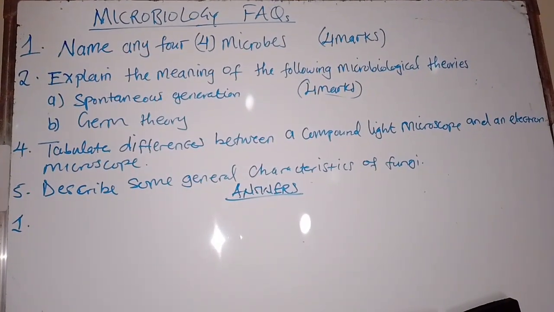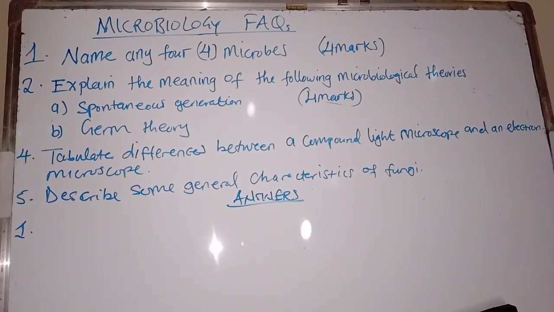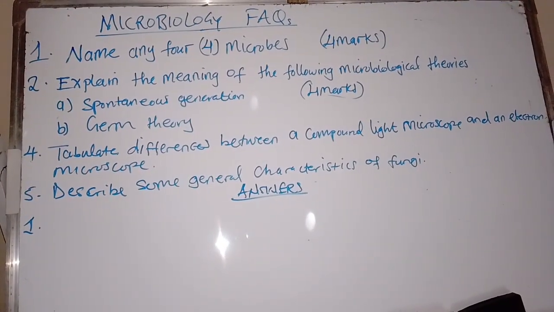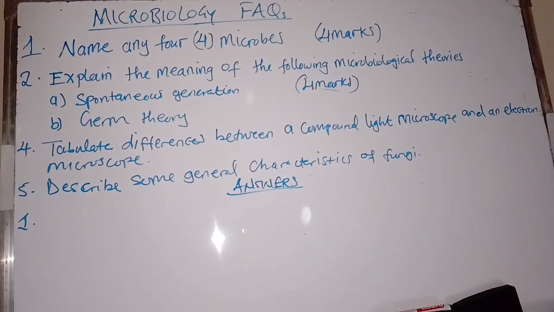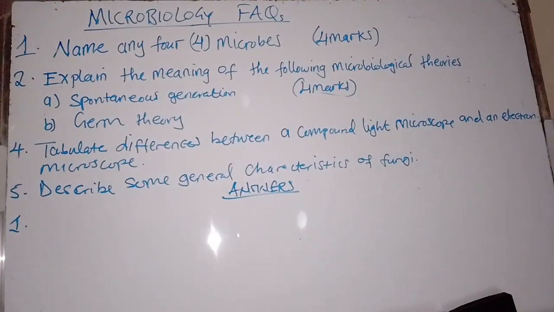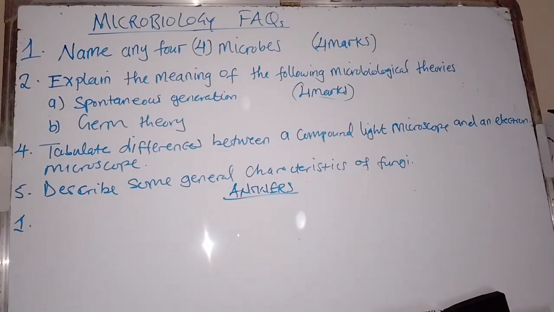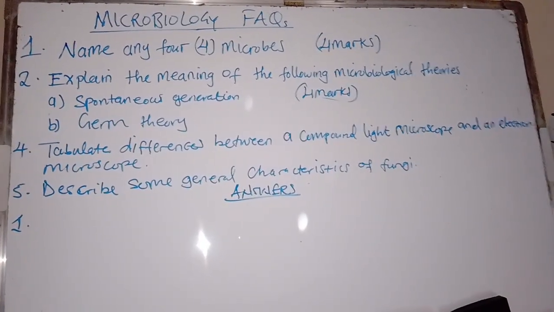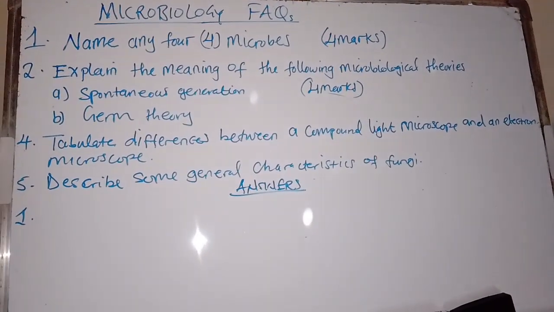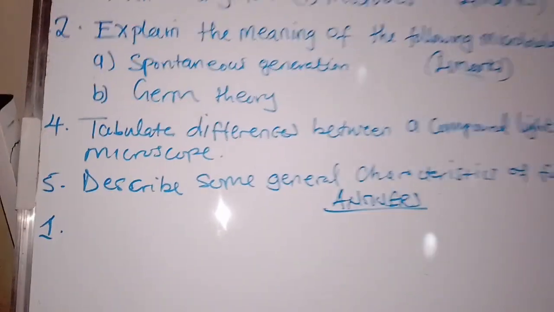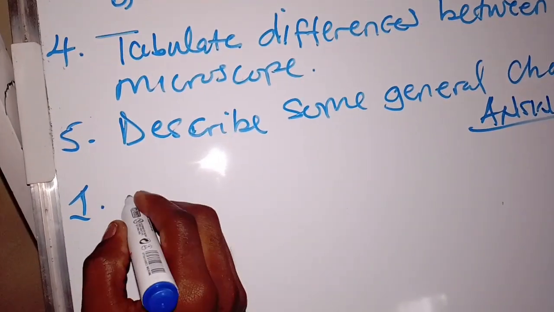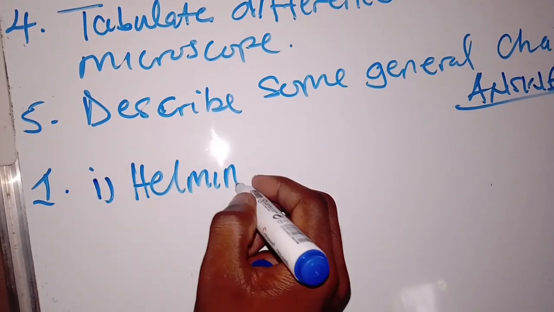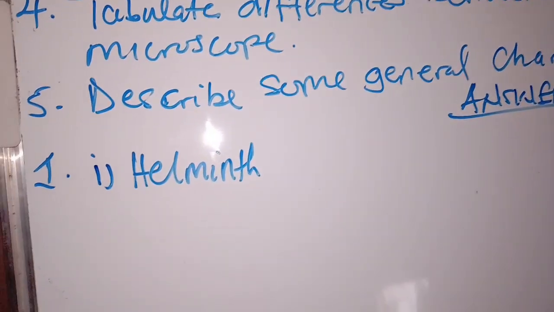Here are the most frequently asked questions under microbiology. The first one, name any 4 microbes or microorganisms in food. So the 4 microbes that you have to know under microbiology are: number 1, helminths or helminthes.